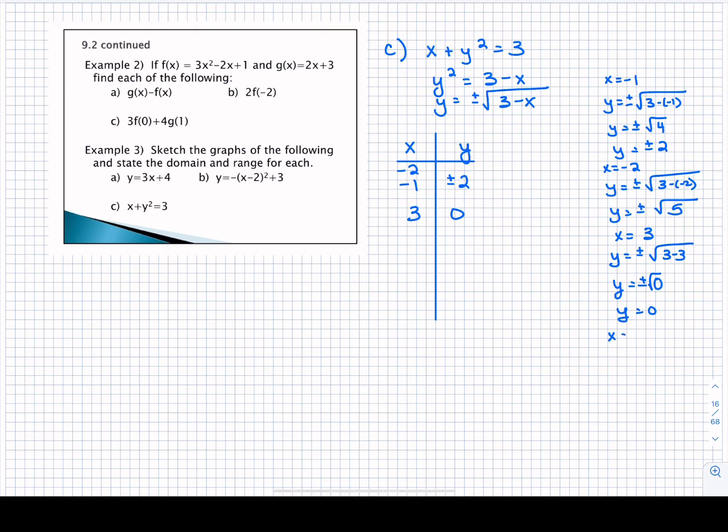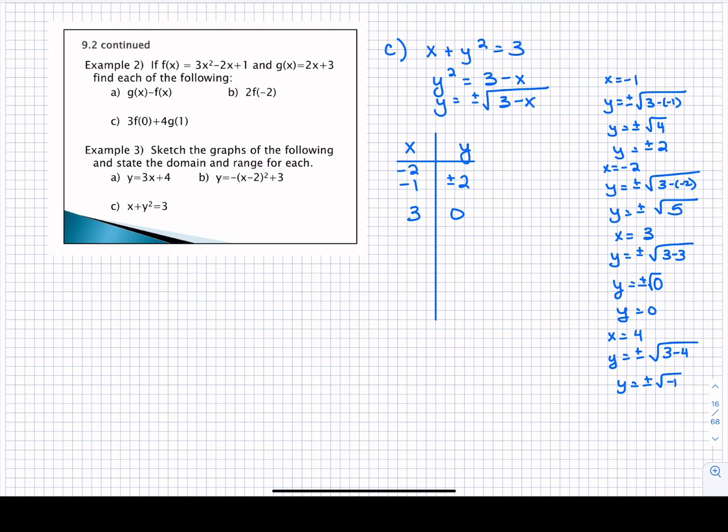If I choose x equals 4, as an example, we'll have y equals plus or minus the square root of 3 minus 4. But all of a sudden, that means we're trying to take the square root of -1, and we know that's imaginary. It's not something that can be graphed. So we can't pick any values of x that are bigger than 3. We need to head back towards the negatives.